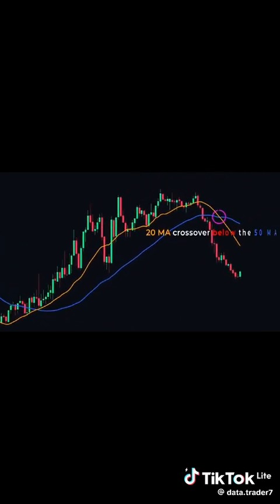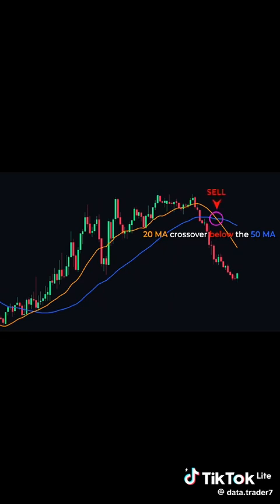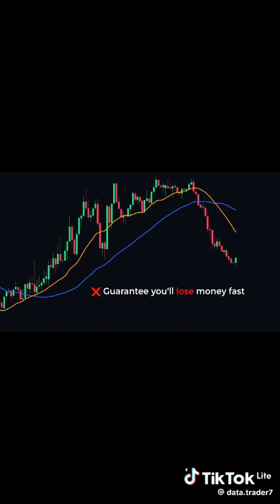If it crosses below, they take it as a signal to sell. While that sounds simple, trading it this way will almost guarantee you lose money fast, because in real market conditions, the signals won't be accurate. Let's look at a real example.